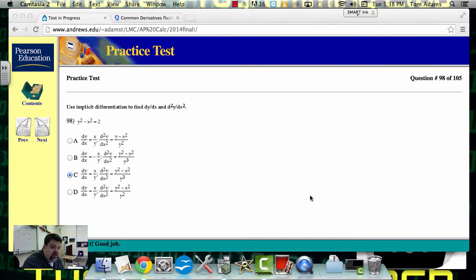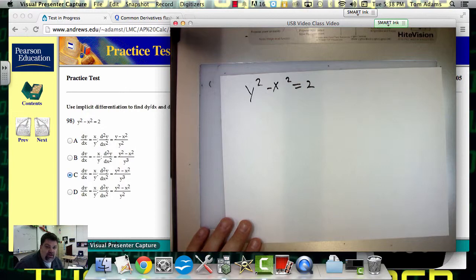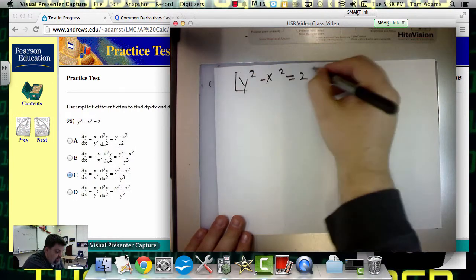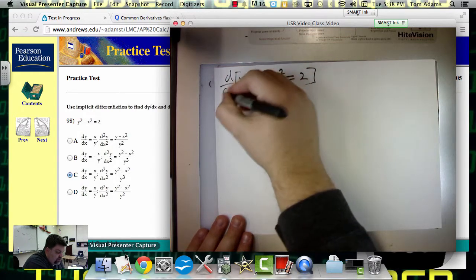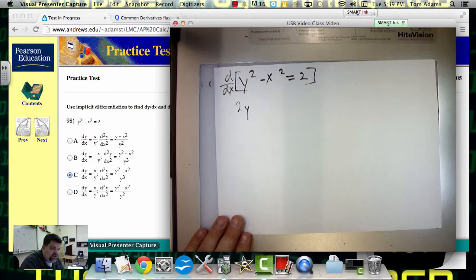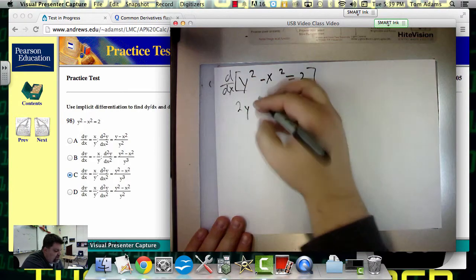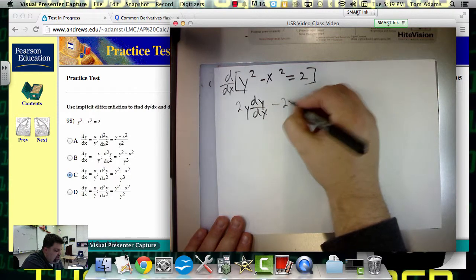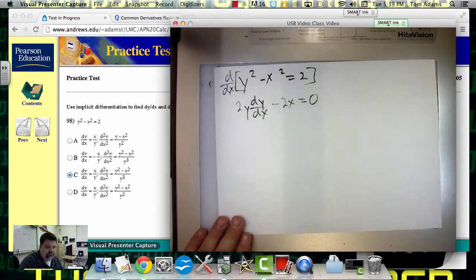Alright, so for this problem, we're asked to find the double derivative of y squared minus x squared equals 2. So now I'm going to take the first derivative with respect to x, and I get 2y. Now remember, when we do implicit differentiation, whenever we take the derivative of y, we always have to tack on dy/dx. And so then this becomes negative 2x equals 0.